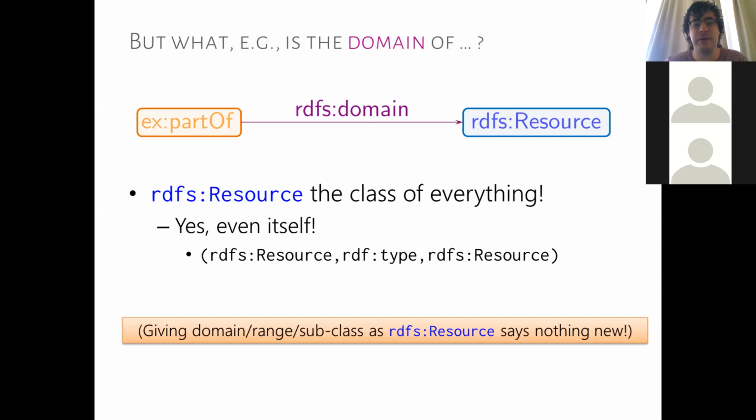Oftentimes, though, people will include this sort of definition to just indicate that this thing could be used for anything. It has no real formal meaning, but it's useful as an informal indicator that the property can be used on any type of resource.